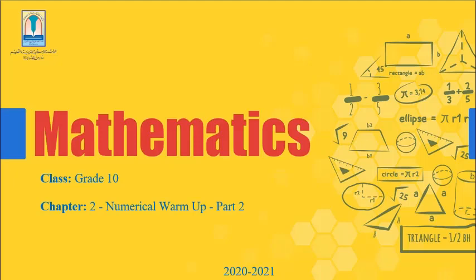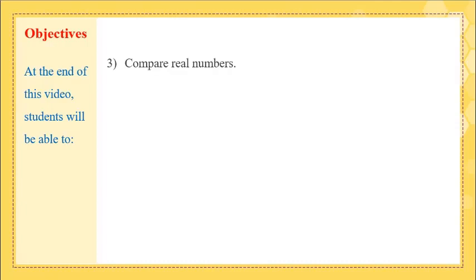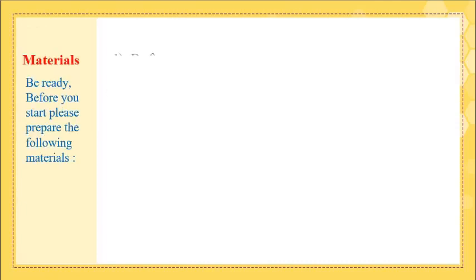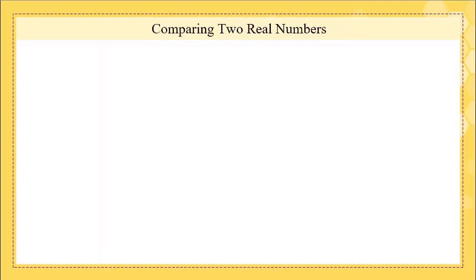We will start by part 2 of our lesson, numerical warm up. Objectives: compare real numbers, bound a real number. Materials: draft papers, pens, calculator, textbook, and copybook. We will start by comparing two real numbers.